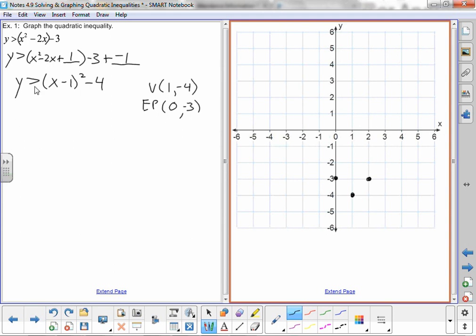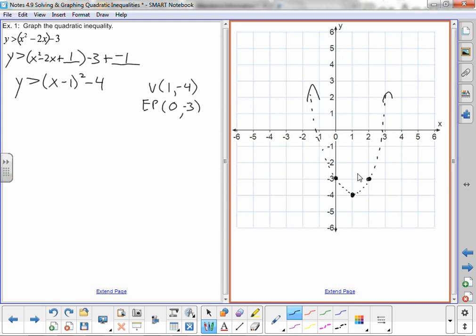Now looking at this, I do not have an equal sign under here. That means that this will be dashed. So I'm going to dash this when I connect it and make my parabola. So that way and that way. All right, so there's my parabola.